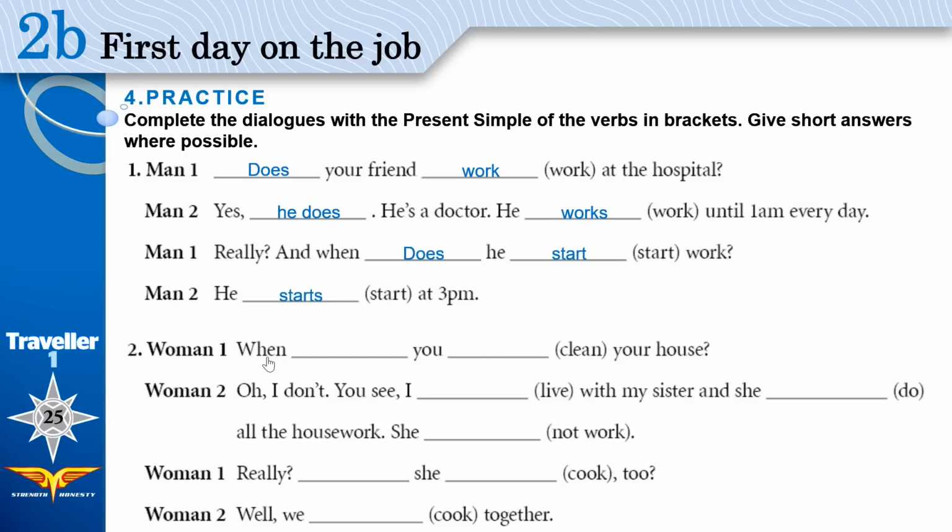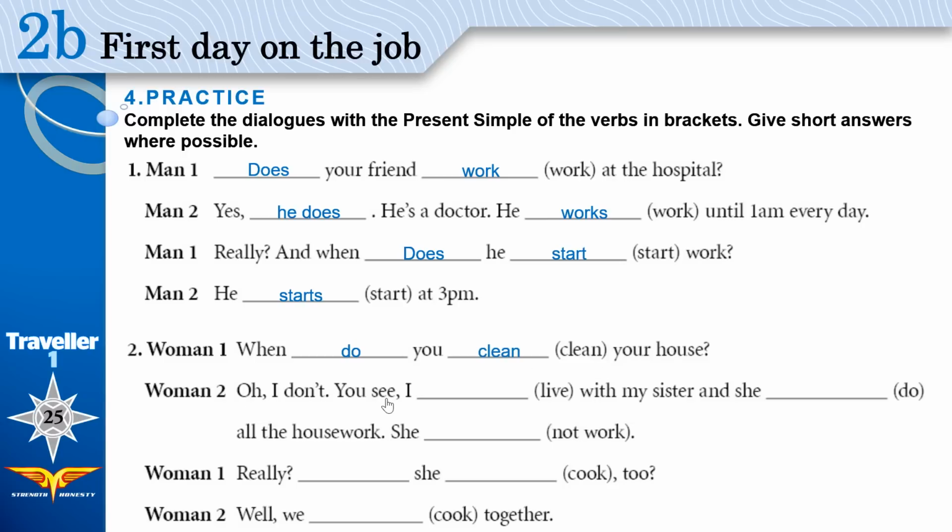2. When? Oh, this is you. We are not talking about someone else. You. Do or does? Do. He, she, and it? Does. You, I, we, they, do. When do you clean your house? Oh, I don't.